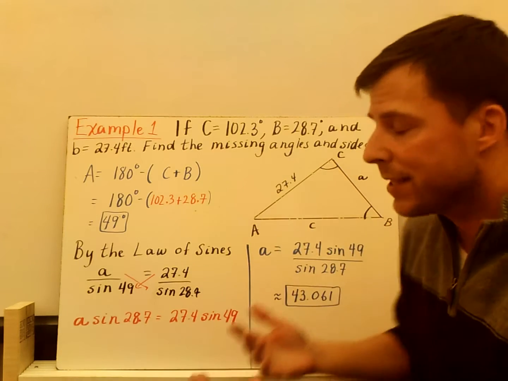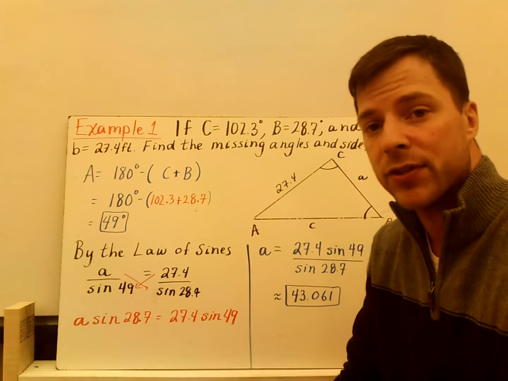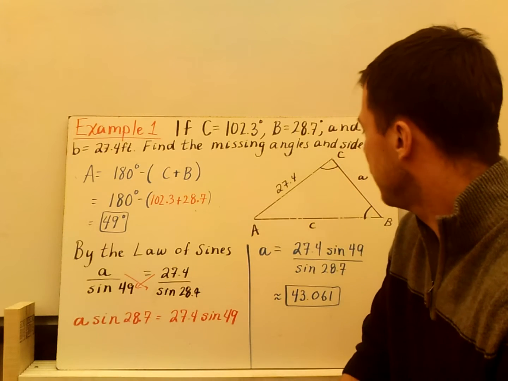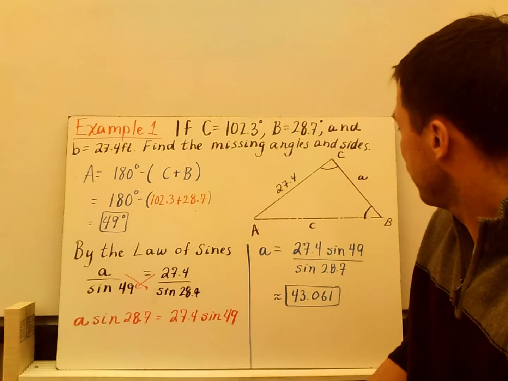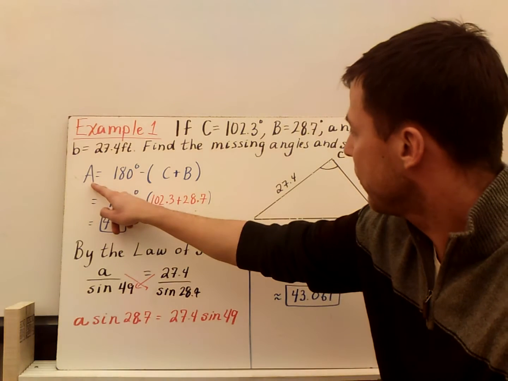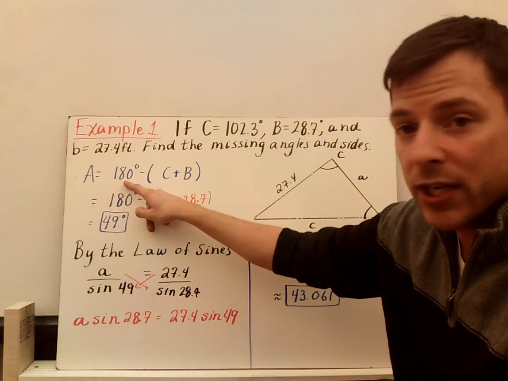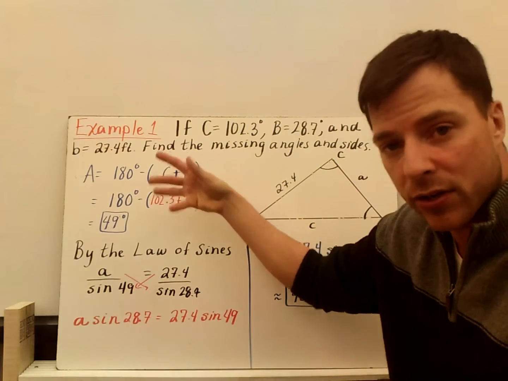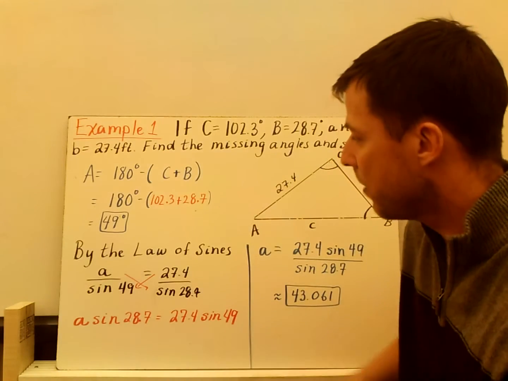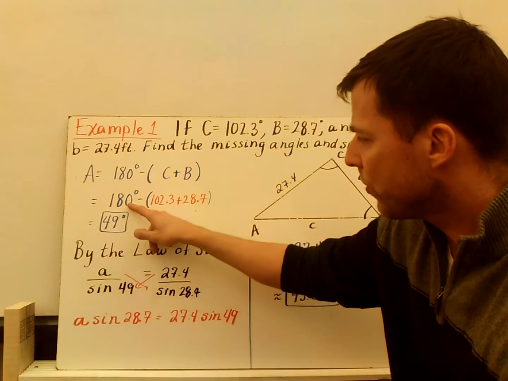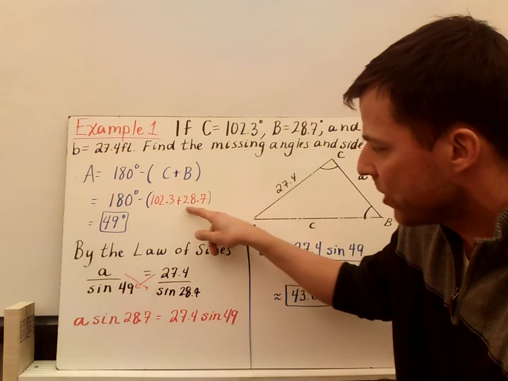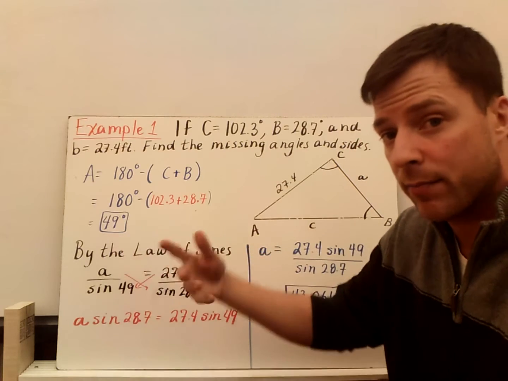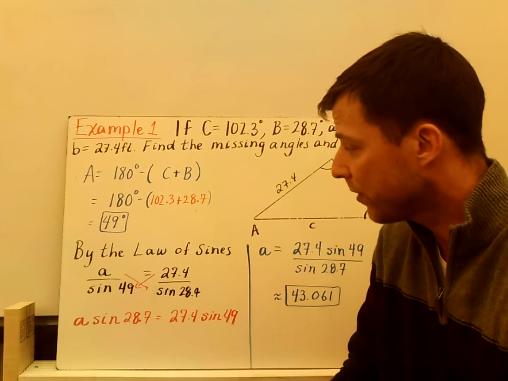Now, the easiest thing to do is find the angle first, because I already have two angles. So we have angle A is equal to 180 degrees minus the sum of angles B and C, right? 180 degrees makes up a triangle, the sum. So I substitute my two angles in, subtract from 180, and I get A to be 49 degrees. Boom, done with the angles. So I've got all three angles.